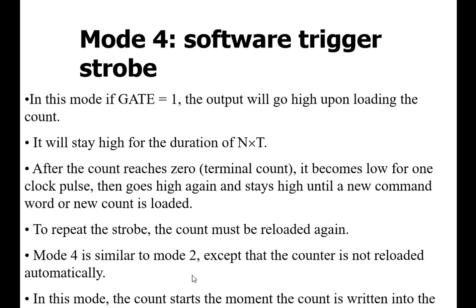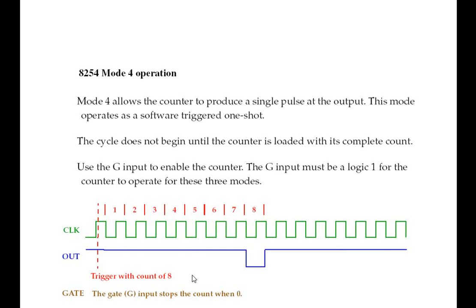Mode 4 is for software triggered strobe. In this mode, if the gate is 1, then the output will be high upon loading the counter. The diagram will look like this.